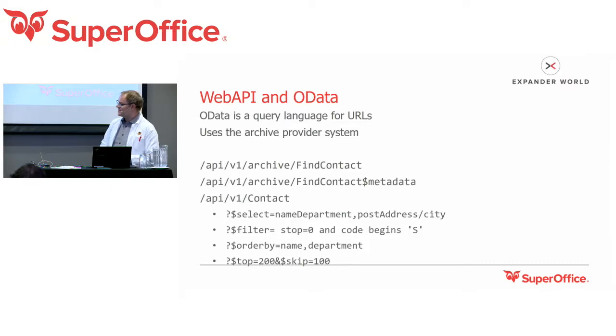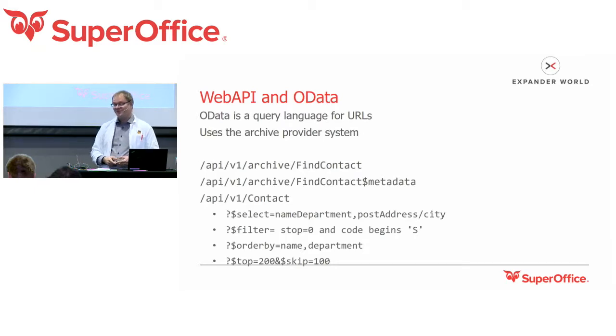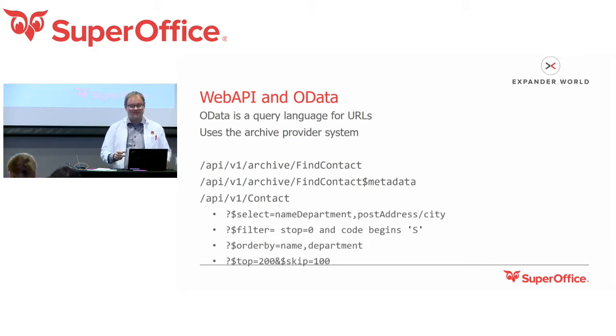And contact is essentially exactly the same as the find contact archive. It's just a nicer way of doing it: you go to the contact endpoint and you expect to find a list of contacts. So we say, that's the archive provider to use for that. So you don't have to know that it is a find contact archive provider. You just go to the contact endpoint, you get a list of contacts. But you can specify what columns you would like, what restrictions. You can do order by, you can select chunks of it.